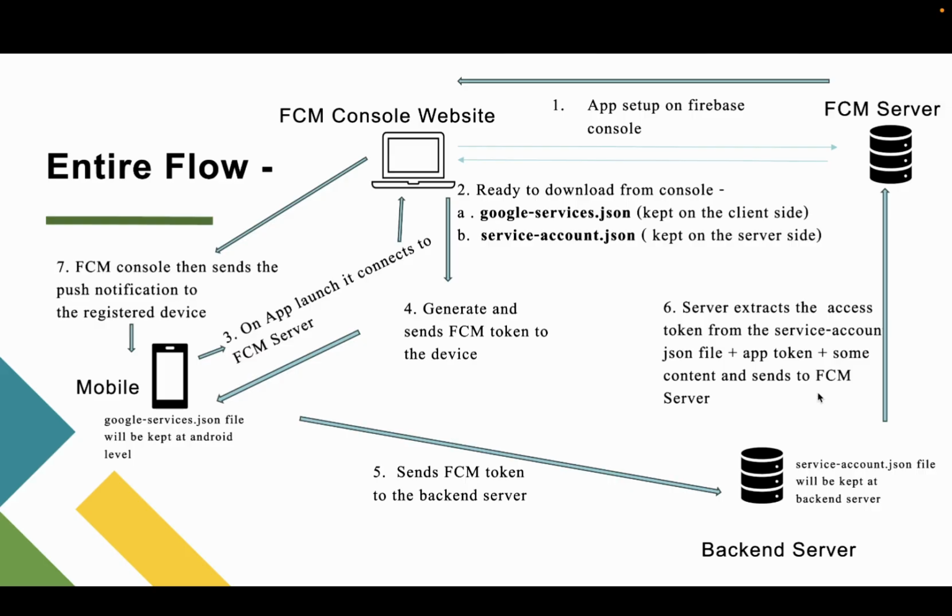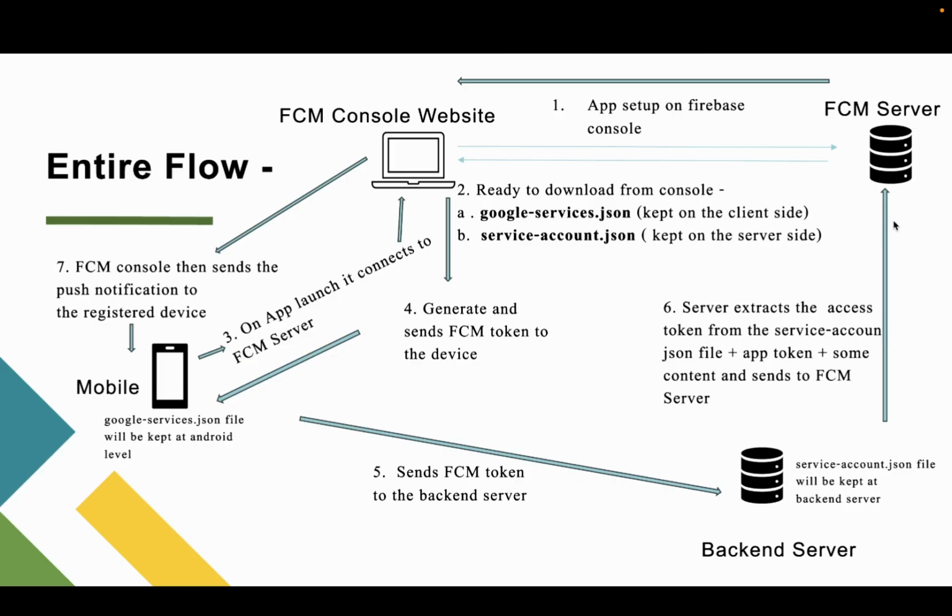So basically, if I want to send a notification to the user, I would have to have these three pieces of information. One is the access token extracted from the service account. The second one would be the app token received from the mobile device, plus the new content that I want to send, like the title, the body, the user ID and some other details. Once we have all of those details, the backend server is going to connect with the FCM server.